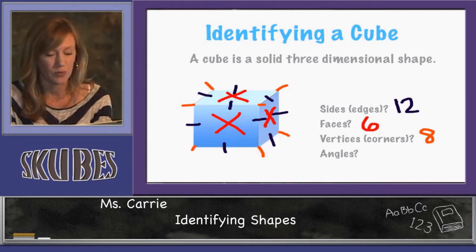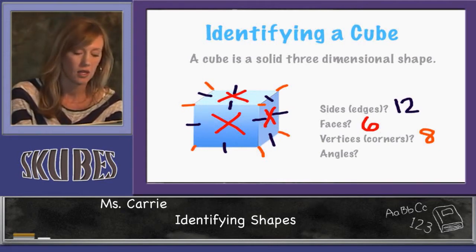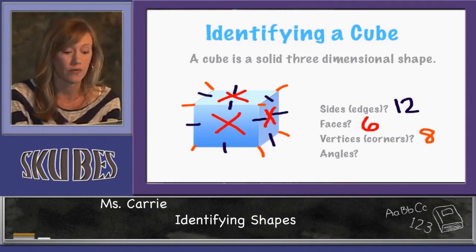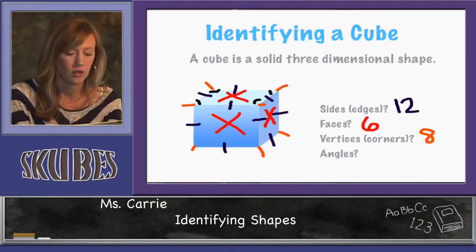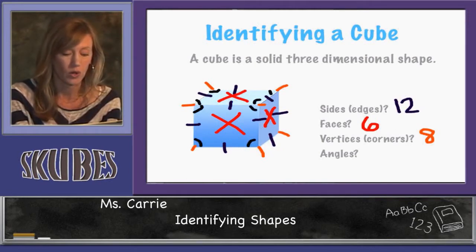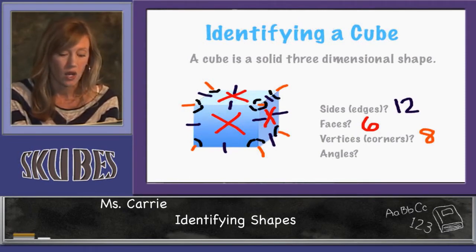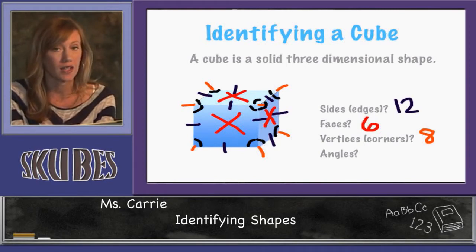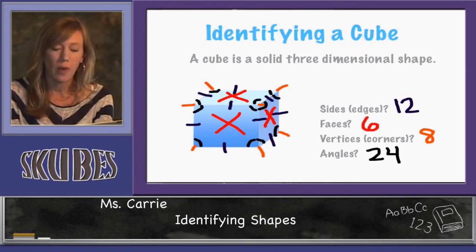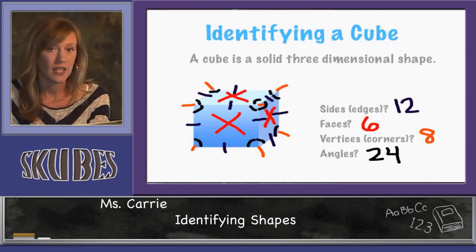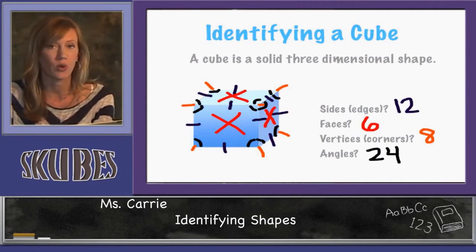Now let's talk about angles. Angles is the space where the 2 lines meet. Well, let's look at the top surface first and count them. There's 1, 2, 3, 4. Well, this flat surface here has 4 more, and this flat surface to the side has 4 more. Now there are also many other angles in the back that we can't see. Altogether, there are 24 angles. So a cube has 12 sides, 6 faces, 8 vertices or corners, and 24 angles. That concludes our lesson today on identifying shapes.